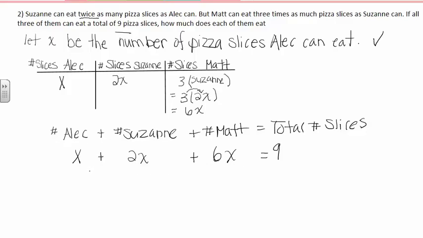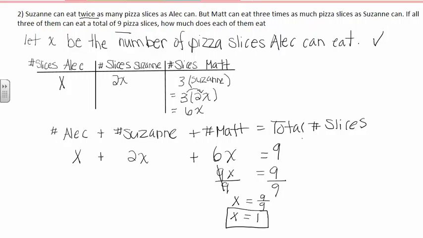So let's combine our like terms. x plus 2x plus 6x is 9x equals 9. And now to get x by itself, we need to divide both sides by 9. These cancel out, and we're left with x equals 9 over 9, which is x equals 1.